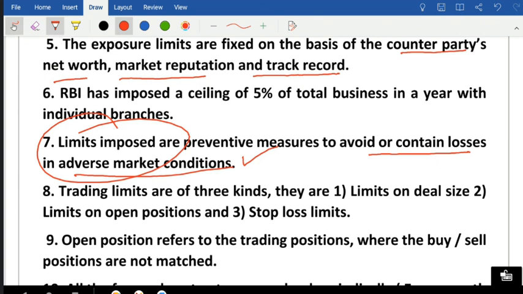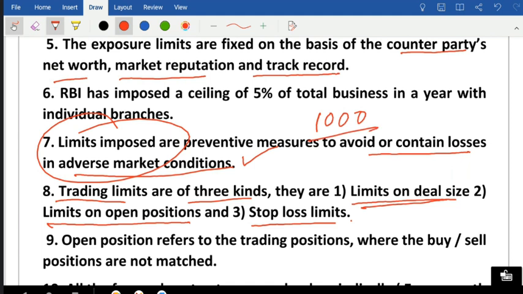Trading limits are of three kinds: limits on deal size, limits on open position, and stop loss limit. Limit on deal size means one particular branch will be restricted. This branch can deal only up to one size to one customer. For example, one deal consists of 1,000 USD. So this is the limit on deal size.